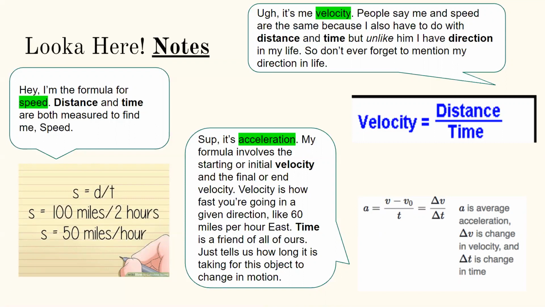Let's say you're going 200. No, you're probably not going 200 miles per hour. Maybe you're going 170 miles per hour west. So you have to include that direction if you want to talk velocity. If you want to talk velocity, you talk distance, time, and direction. If you want to talk speed, you talk distance and time. All right? Great. Let's move down to acceleration.